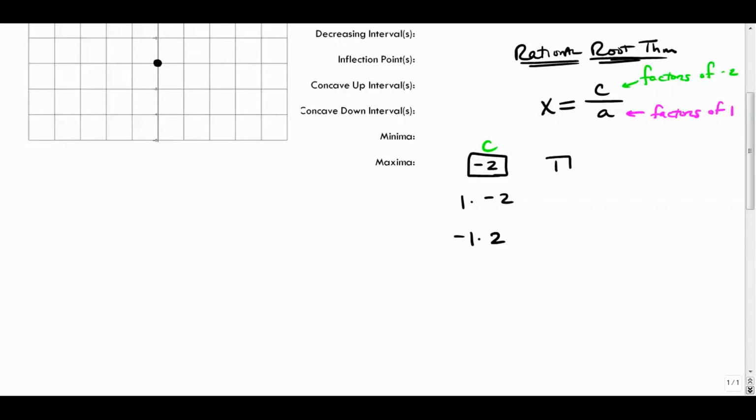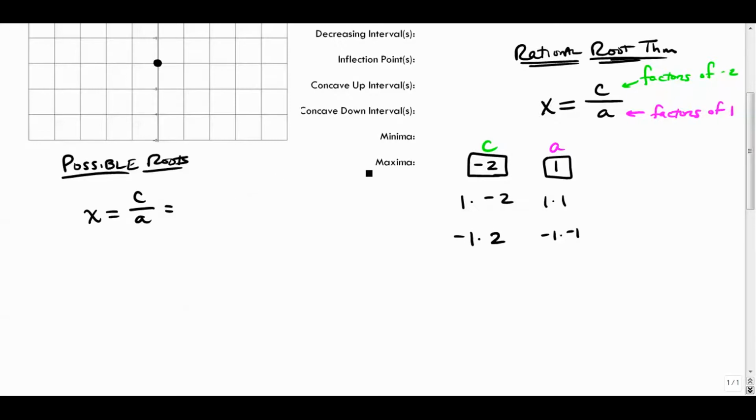The factors of +1, this is our A term: 1 times 1 or -1 times -1. So the possible roots of this function are C over A.